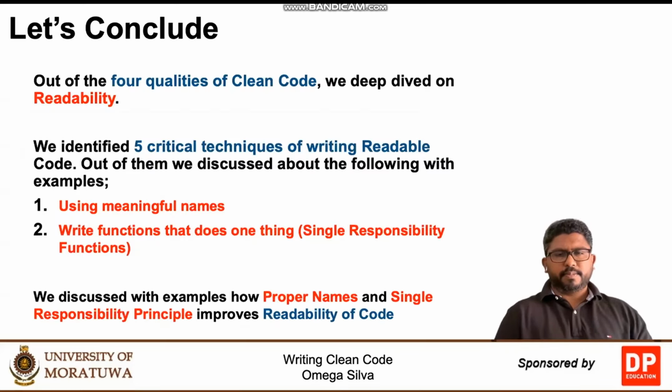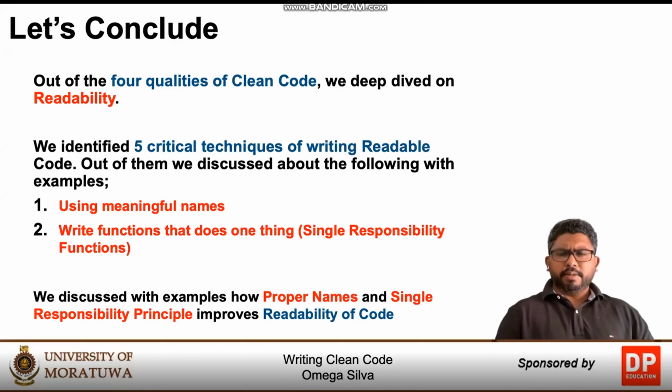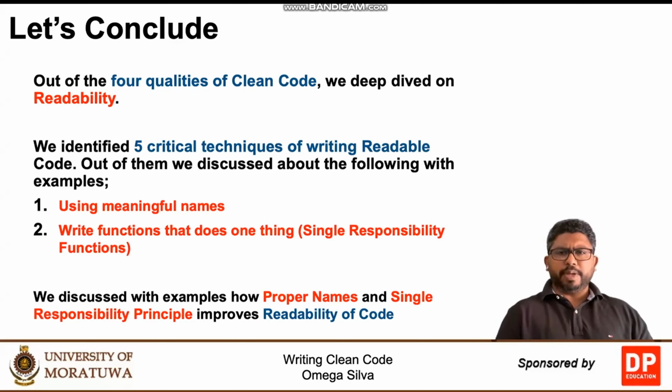This brings us to the end of our session today. Let's summarize what we have learned. Out of the 4 qualities of clean code, we did a deep dive on readability. We've identified 5 critical techniques of writing readable code, and we did a deep dive on using meaningful names and writing functions with a single responsibility. And through an example, a flow diagram, as well as a badly written function, we applied these 2 techniques and looked at how the readability of the function improves.